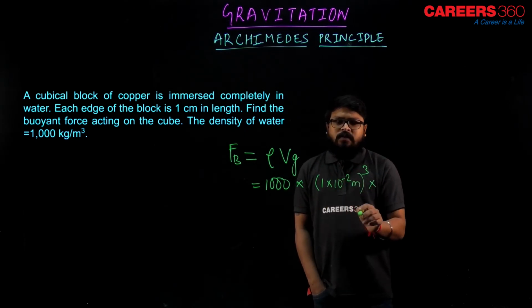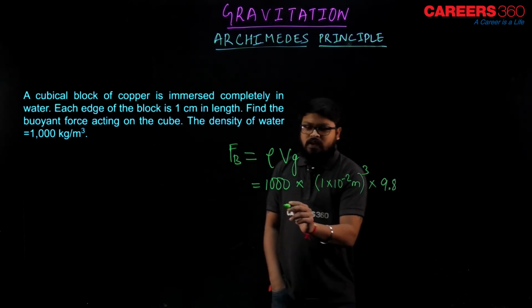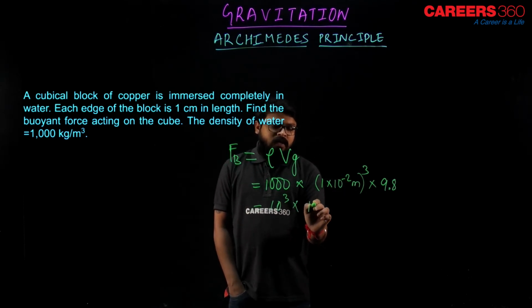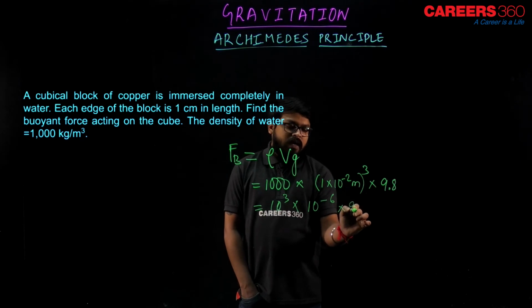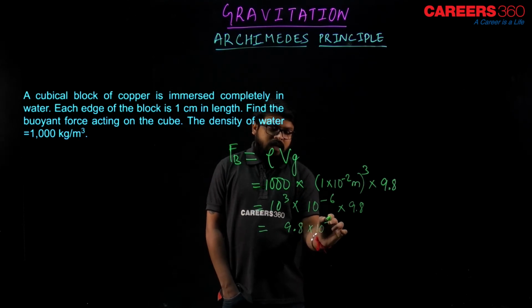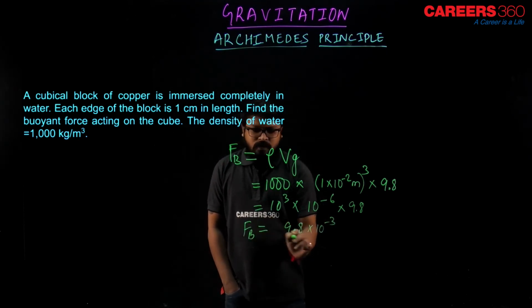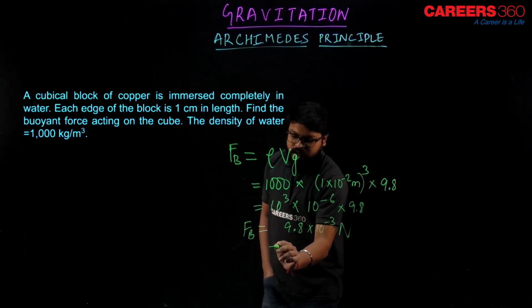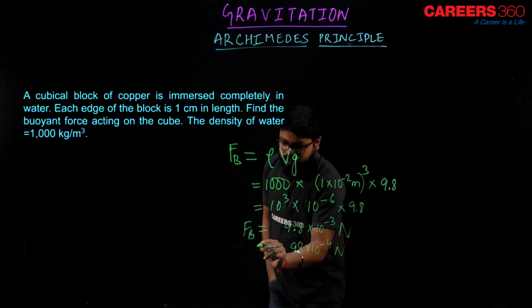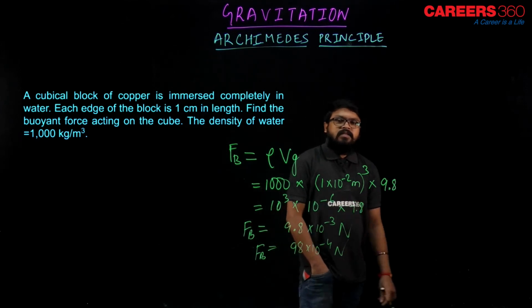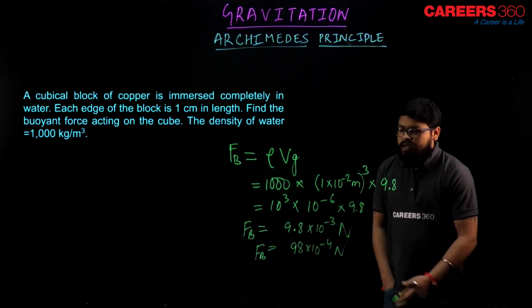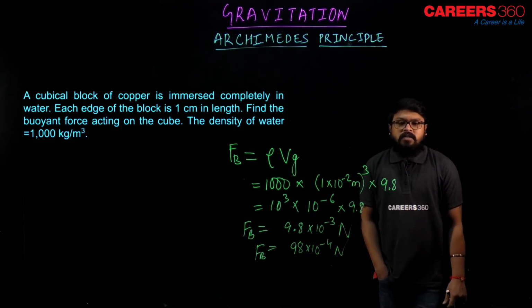So, we have rho V. Now, g value is 9.8, isn't it? So, what do we have here? 1000 means 10 to the power 3, into 10 to the power minus 6, into 9.8. So, what do we have? That is 9.8 into 10 to the power minus 3, isn't it? This is the force of buoyancy. So, here we can write 98 into 10 to the power minus 4 Newton. I hope you got that, right? So, the force of buoyancy acting on the cube of copper which is completely immersed in the water is nothing but 98 into 10 to the power minus 4 Newton.